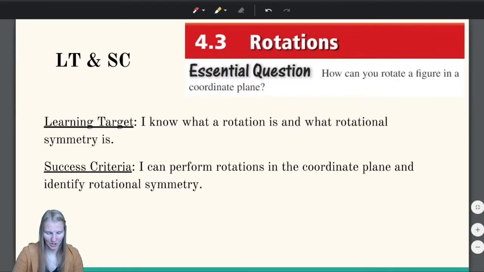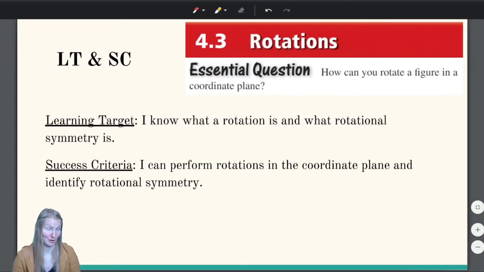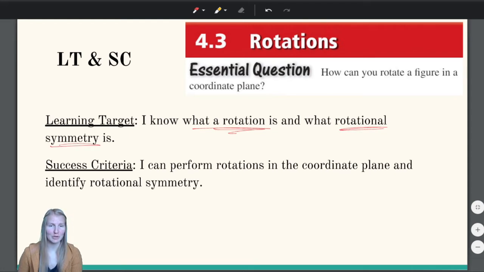Today, we're moving into section 4.3, the third section of chapter 4, and it is all about rotations. So our learning target is that you know what a rotation is and what rotational symmetry is. And the success criteria is that you can perform rotations in the coordinate planes and you can identify rotational symmetry. So very similar to our 4.2 learning target and success criteria, but then we had reflections and line symmetry. Now we have rotations and rotational symmetry.